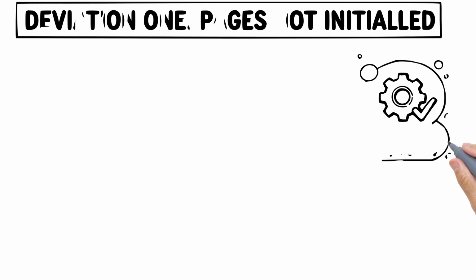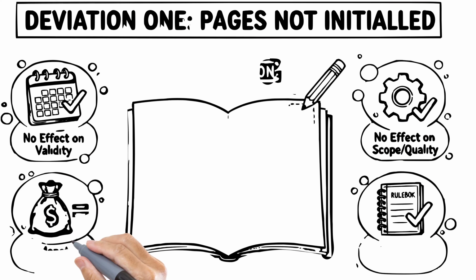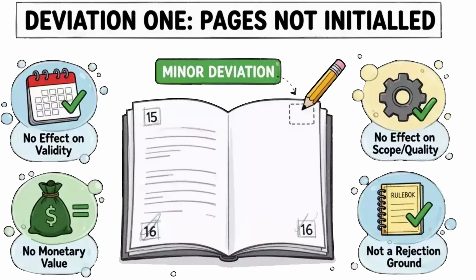Welcome back. Let's go through the classification. Deviation 1. Pages not initialed. This is a minor deviation. It has no effect on validity, scope, or price. It's a simple administrative oversight with no monetary value. And critically, it is not listed as a ground for rejection.